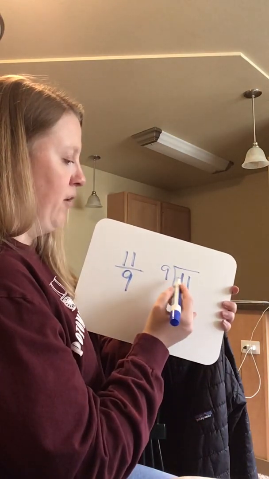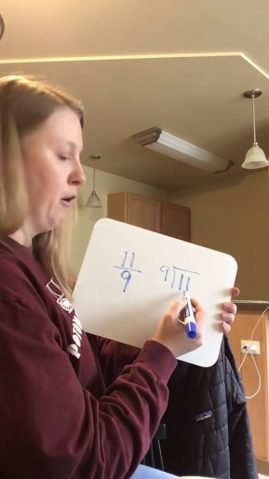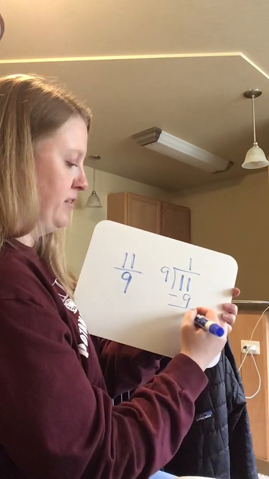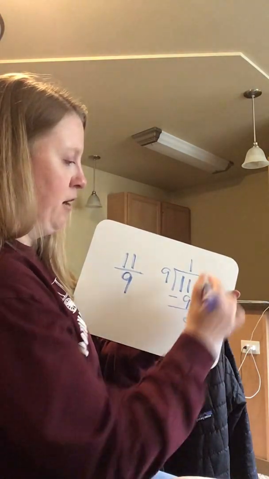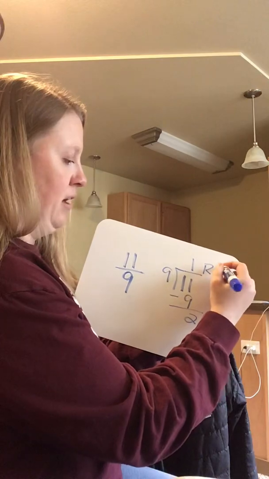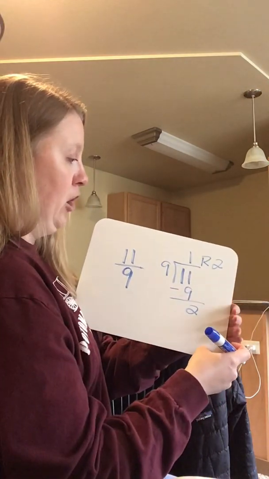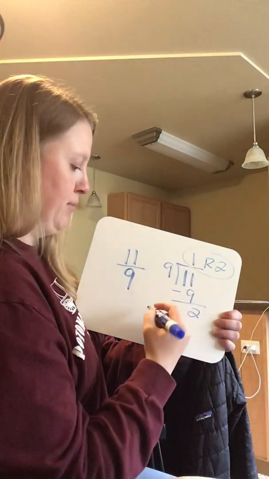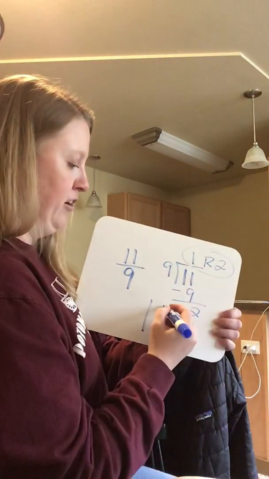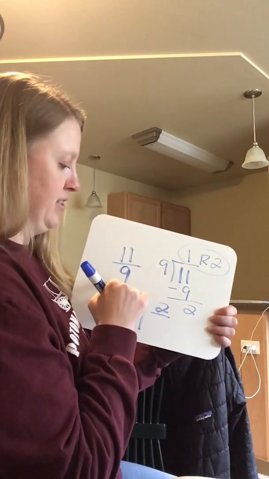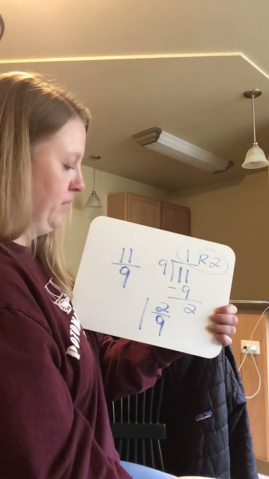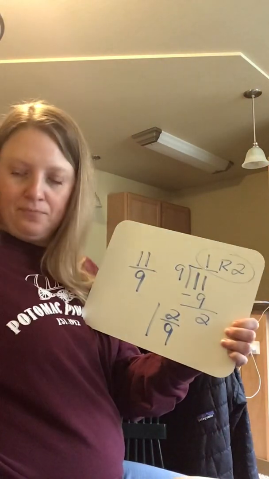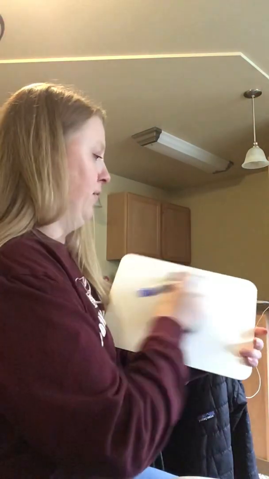Okay? So how many times can 9 go into 11 without going over? It can go in one time. Minus 9 gives us 2. Nothing left to bring down. So that becomes the remainder. So we take this to write our mixed number. So the first number is our whole. The remainder is our numerator, and then we just use the same denominator from the original problem. So 11/9 equals 1 2/9. Okay, let's do another one.